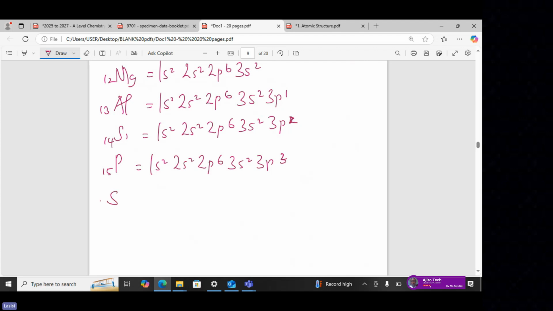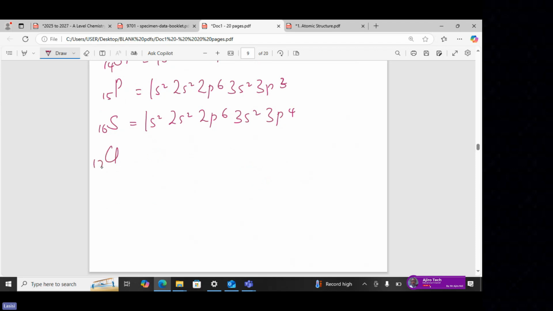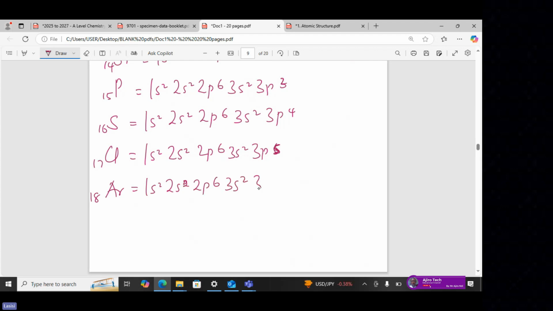Then sulfur is number 16: 1s2, 2s2, 2p6, 3s2, 3p4. Then chlorine is number 17: 1s2, 2s2, 2p6, 3s2, 3p5. Then argon is number 18: 1s2, 2s2, 2p6, 3s2, 3p6. So I'm done with period 3 elements now.